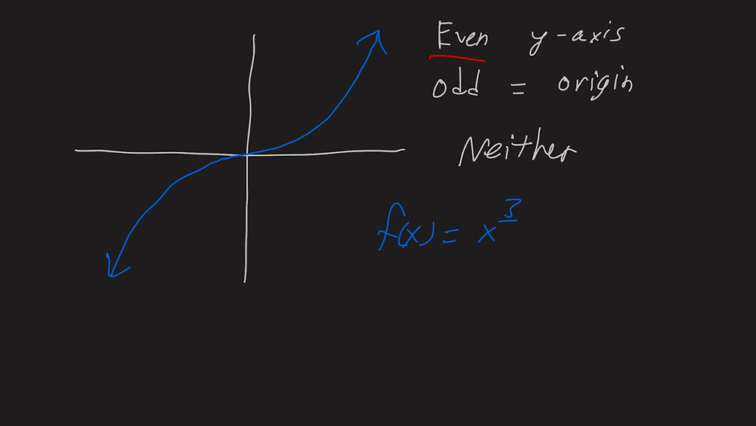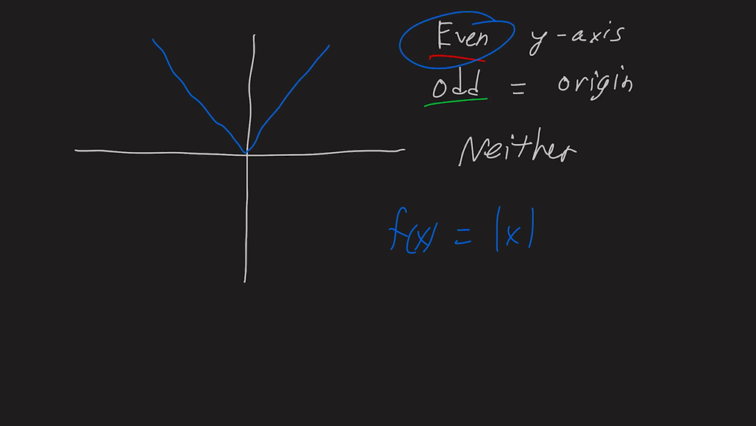So a bit of an easier way to visualize it is if I take this part of my function and I rotate it around my origin 180 degrees, will this be exactly the same? Will they exactly overlap one on top of the other? And if I do that rotation, and if they do exactly overlap, then I'm looking at an odd function. Okay? Another example would be, let's say, f of x equals the absolute value of x. That looks like this, which would indeed be an even function, because the left exactly resembles the right.